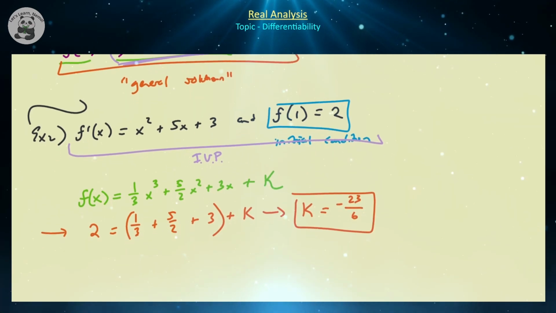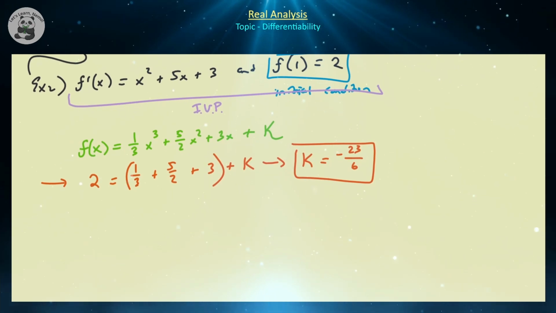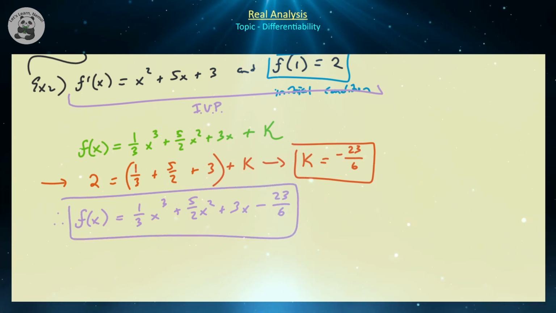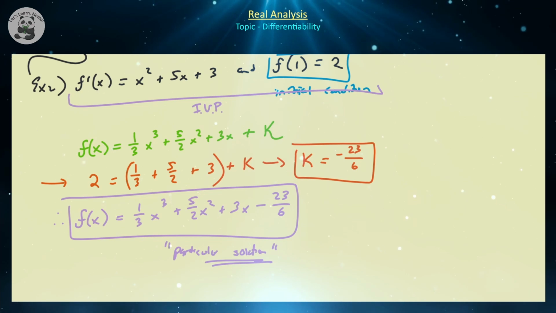23/6. Once you have your constant k, then we can state that f of x is equal to 1/3 x cubed plus 5 halves x squared plus 3x minus 23/6. And this is what some people refer to as the particular solution of the differential equation, or the particular solution of the initial value problem. And we'll get more into whether this particular solution is a unique particular solution to this differential equation. We'll come back to that question at a later time.